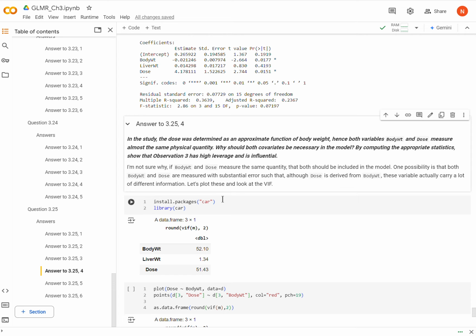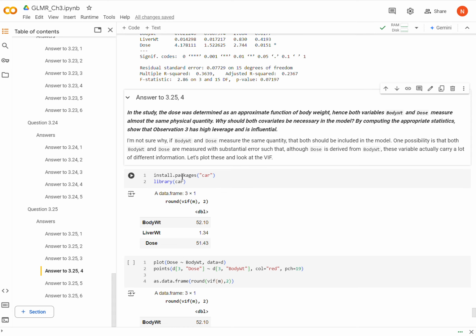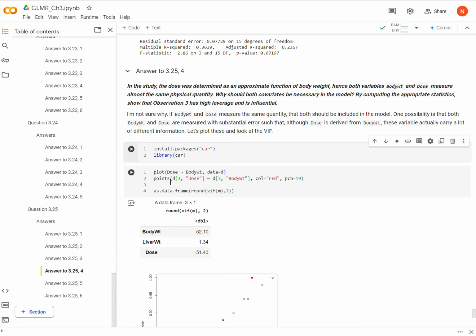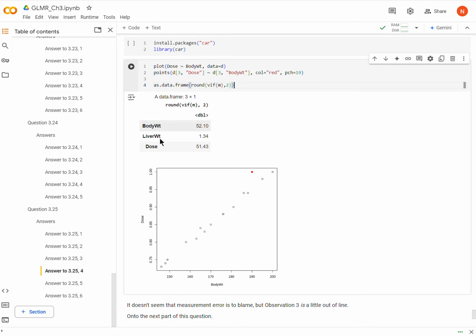One thing that we can do that we've done in the previous couple of problems, so I'm not going to expand on it, is install the car package and use the VIF, the variance inflation factor, for everything. And that's what I've done here. First, I've plotted dose against body weight, and then isolated observation 3, and then I've looked at the variance inflation factors. So we see that body weight and dose do indeed carry a lot of the same information according to VIF. But I don't really know what to think about that yet.